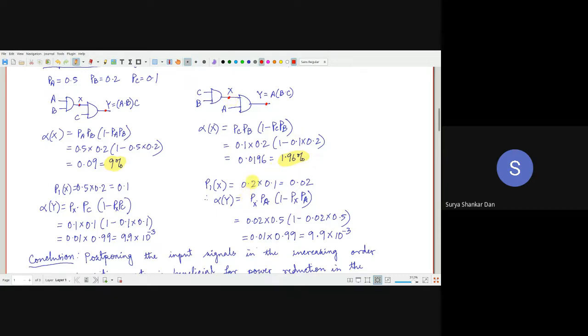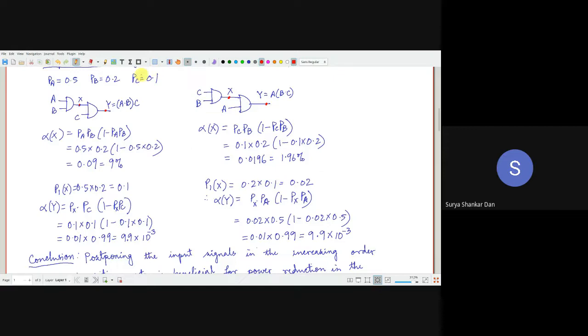Again, as in the previous case, the output node alpha remains the same. So the total dynamic power consumption at the output node remains the same because the switching activity remains the same: 9.9 times 10 to the power minus 3. However, as I said, the overall power is what we are concerned about. For x it is 0.09, for x here it is 0.0196. Therefore, this one is better. This configuration is better. So what is the summary of this analysis?